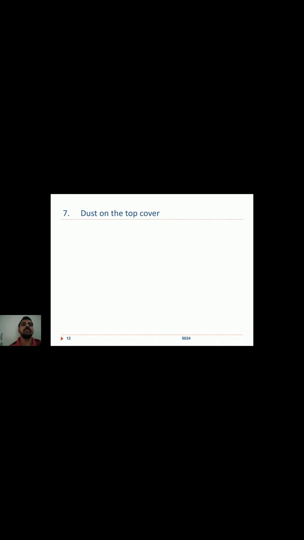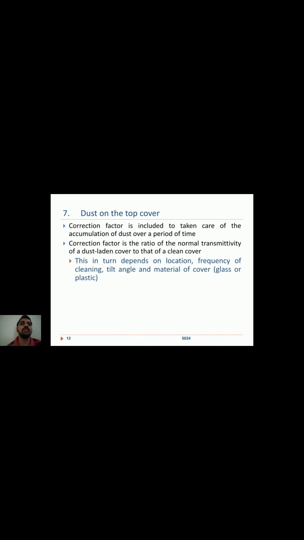Now, last but not the least, a factor affecting the performance is dust on the top cover. A correction factor is included to take care of the accumulation of dust over a period of time. In the analysis of a flat plate collector, we need to use a correction factor to consider this dust on the top cover. The correction factor is the ratio of the normal transmissivity of a dust-laden cover to that of a clean cover. This in turn depends on location, frequency of cleaning, tilt angle and material of the cover, whether it is glass or some plastic.